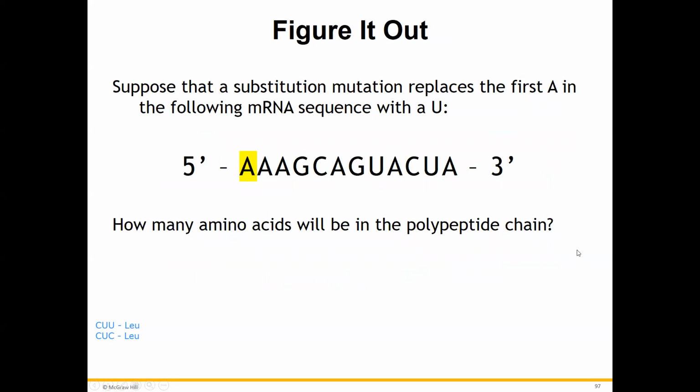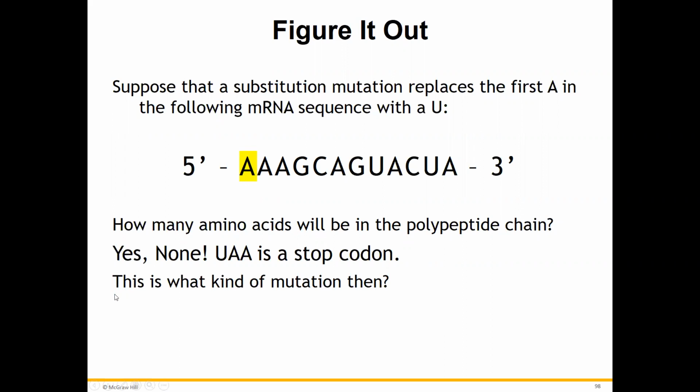So let's look at an example here. Suppose you have this messenger RNA transcript, and the first letter is an A, but a substitution mutation happens, and the A is replaced with a U. So I want you to look at your genetic code, and that's on page 130, and tell me how many amino acids will be in this polypeptide chain if U replaces A. If this replaces A, your first codon would be UAA, and UAA is a stop codon.